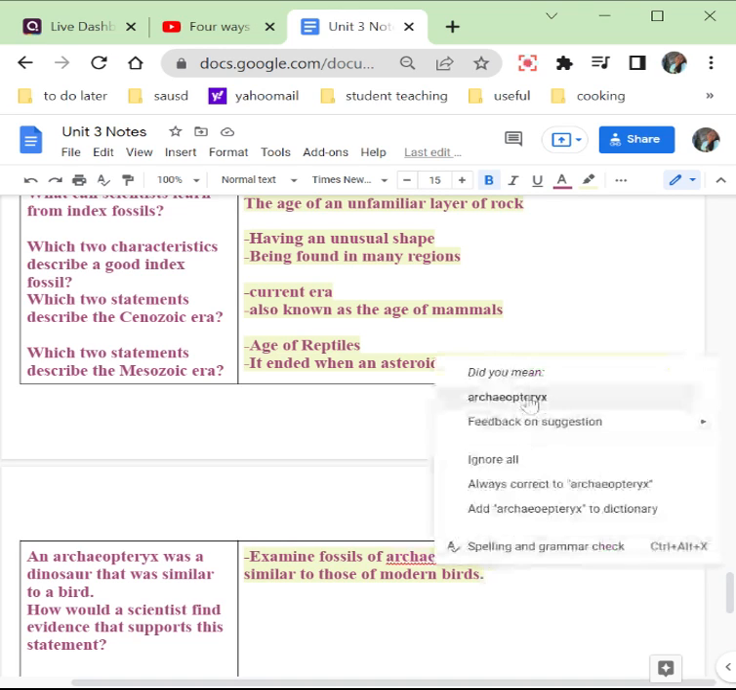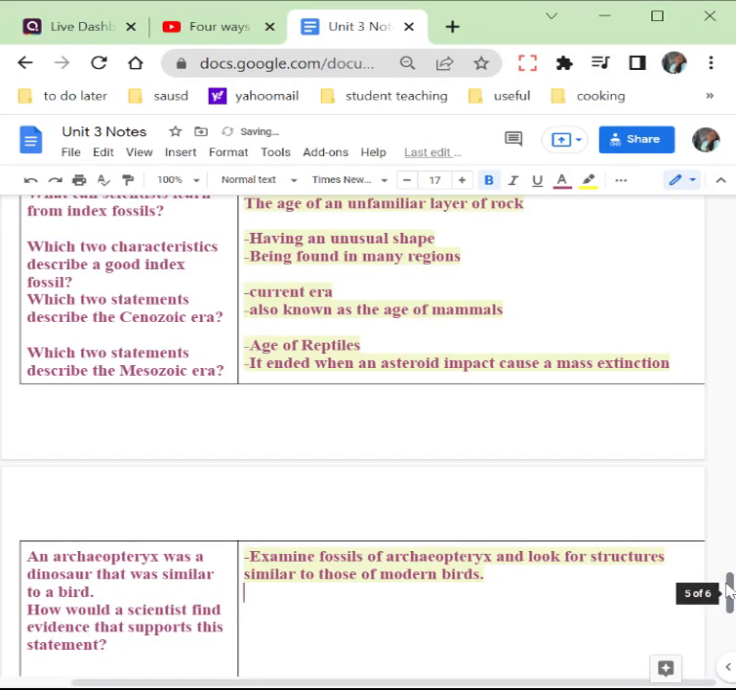How do I spell this? It's a hard word. So yeah, basically every claim that you have, you need to find evidence that backs it up.